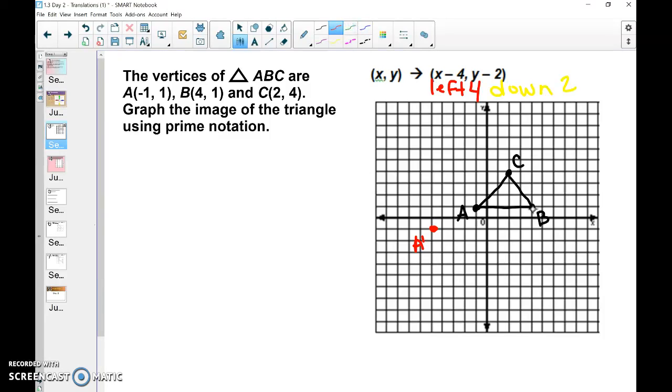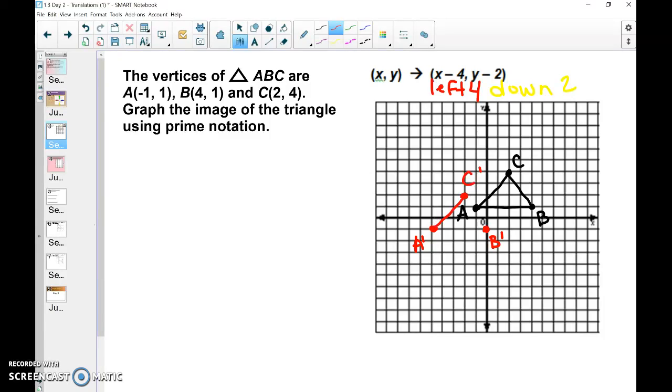Same thing with B, move it 1, 2, 3, 4, and down 1, 2, and I get that spot. Plot that point, and the little apostrophe means prime, remember? And lastly, let's go with C, 1, 2, 3, 4, down 1, 2. And there's my C prime.